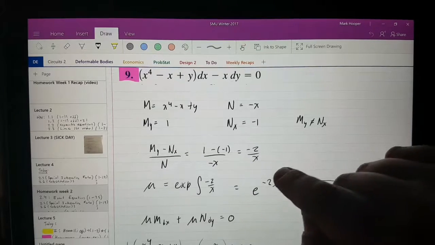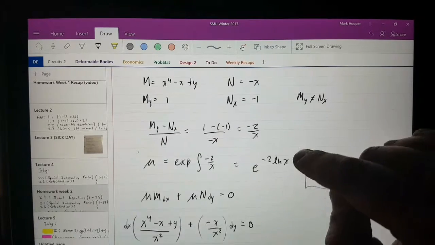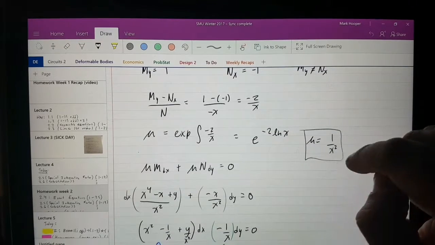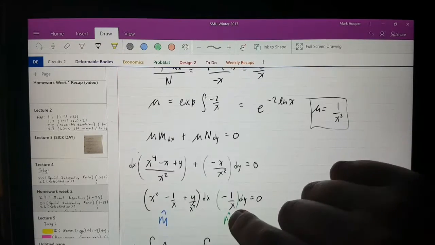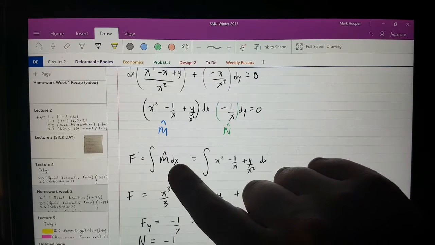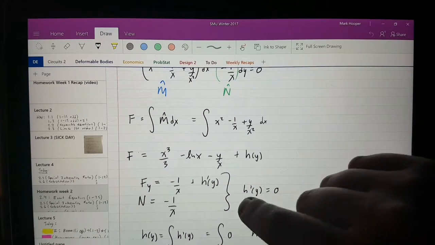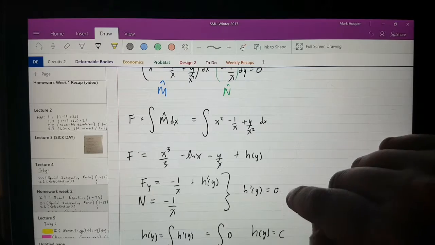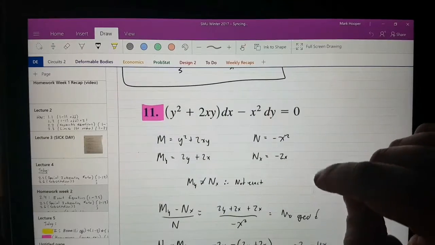They're not equal, not exact, so my minus N x is going to be this, depends on just x, so let's integrate that, and e to that power is going to be that, so there's our integrating factor. Now we'll multiply that by M dx and N dy, and I had to put M hat and N hat, and then we're going to integrate that with respect to x. We'll get that, but we got h of y, so then take that with respect to y and compare it to N, see what you get. Now this one, h prime of y, there's nothing in N like that, so it's 0. So when you integrate it, it was just some constant. So that's how you do that one.